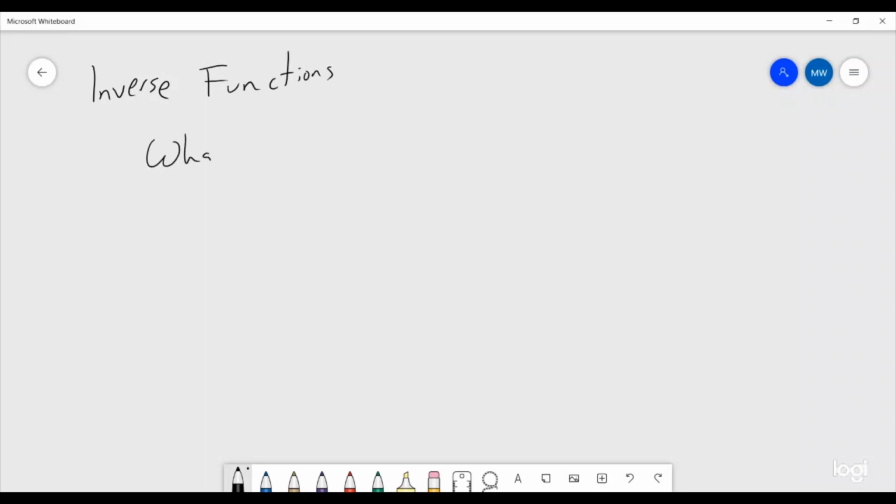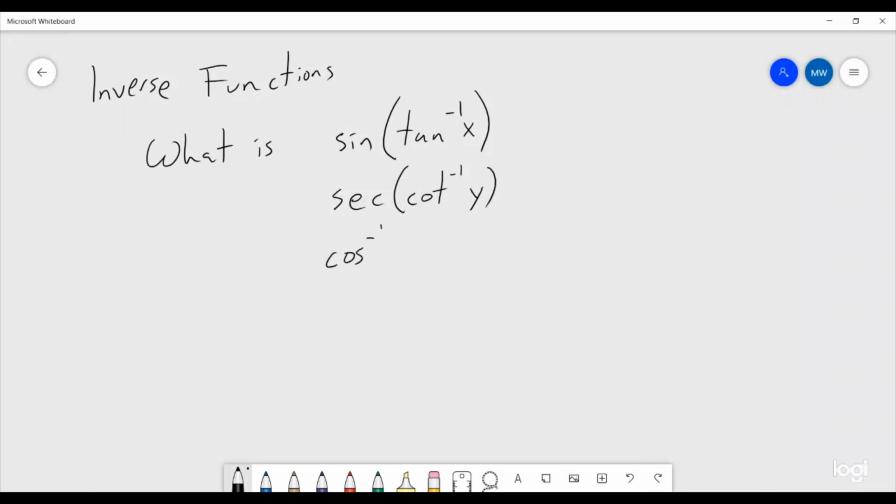Okay, what is sine of inverse tangent of x? And let's get a few other ones as well. What is secant of inverse cotangent of y? We've got cosine inverse of cosine of 3 pi over 2. And we've got cosine of cosine inverse of 4. Okay, go ahead, pause the video, and figure out what each of these are.